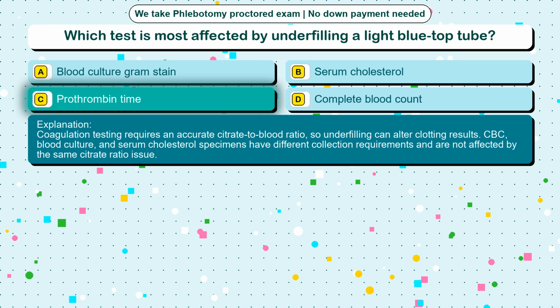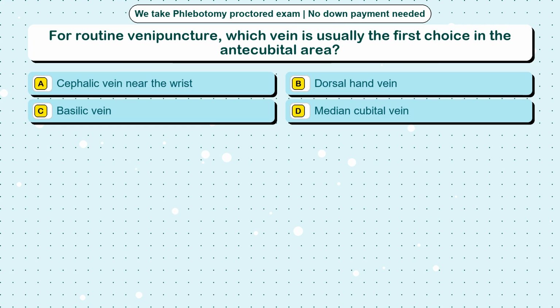Coagulation testing requires an accurate citrate-to-blood ratio, so underfilling can alter clotting results. CBC, blood culture, and serum cholesterol specimens have different collection requirements and are not affected by the same citrate ratio issue. Question 33. For routine venipuncture, which vein is usually the first choice in the antecubital area?